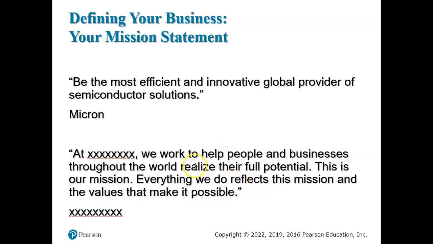So at this company, we work to help people and businesses throughout the world realize their full potential. This is our mission. Everything we do reflects this mission and the values that make it possible. I'll give you a minute to think about whose mission statement that is. And I can tell you it's Microsoft. And that's not a very good mission statement. It doesn't really say what they do, and it's not very defining. Anyway, Bill Gates might beg to differ with me. He's got a lot more money than I do, but I don't think that's necessarily a great mission statement.